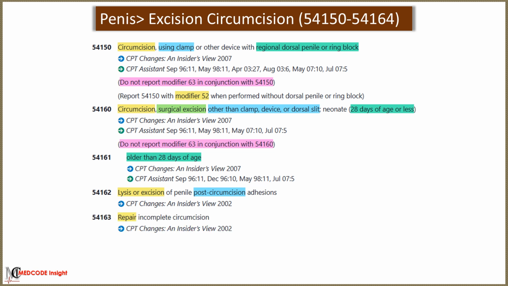CPT code 54163 is used for repair of incomplete circumcision. The patient is not having the circumcision for the first time but needs a repair from the previous circumcision. The provider removes excessive residual foreskin left over from the previous circumcision. CPT code 54164 is used for frenotomy of the penis, in which the provider incises the frenulum of the penis. The provider performs this primarily to release the tissue restricting the movement of the glans penis.